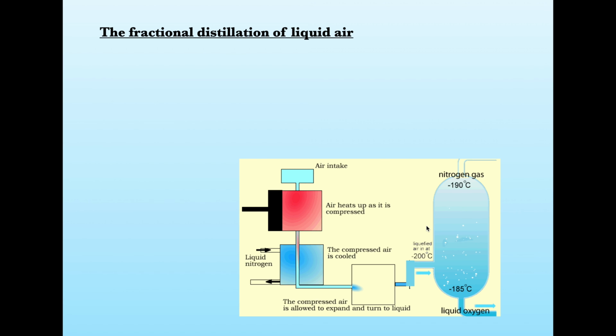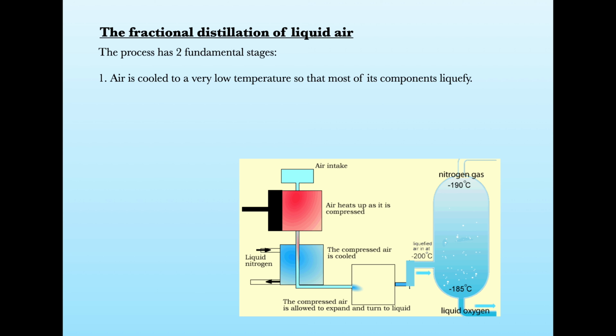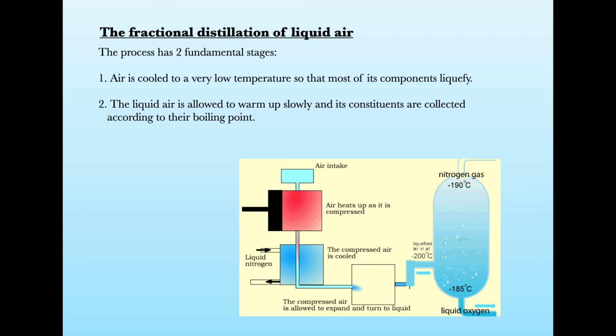The fractional distillation of liquid air. Quite amazingly, we can cool air to the extent that its components liquefy. So what we've got to do, essentially in the first stage, we have to get that temperature right down to minus 200 degrees C. And then we slowly let the liquid air warm up so that we can fractionally distill its components.